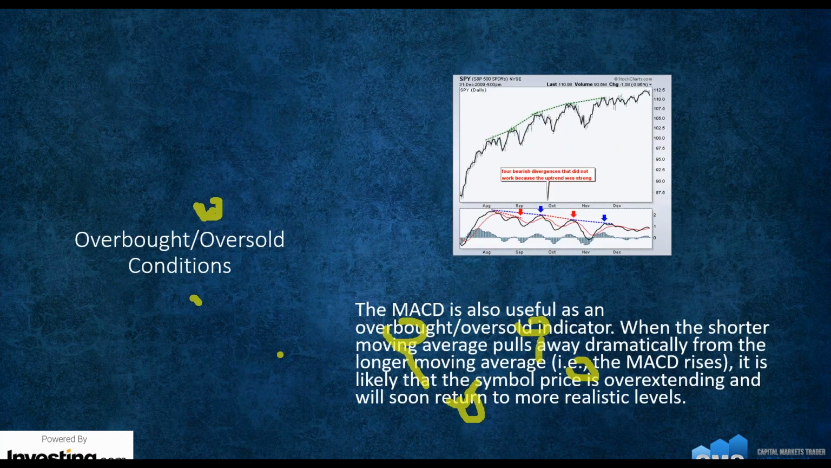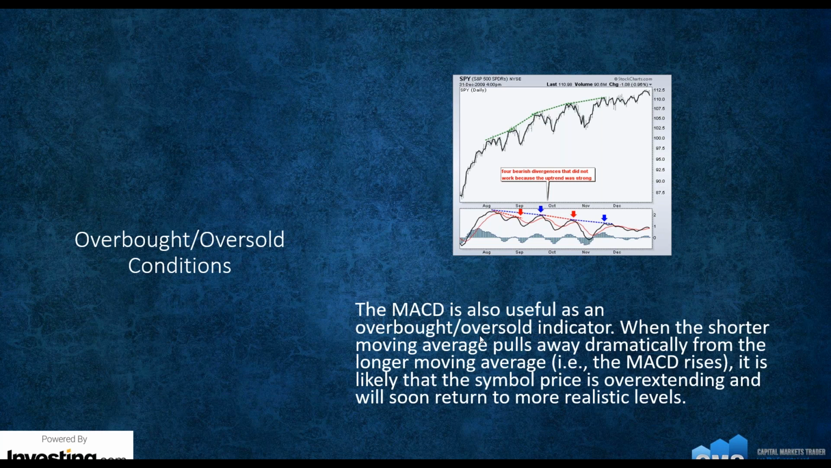The other thing MACD will do is give you overbought and oversold conditions. The MACD is also useful as an overbought and oversold indicator. When the shorter moving average pulls away dramatically, and remember, dramatically, from the longer moving average, i.e. the MACD rises, it is likely that the symbol price is overextended and will soon return to more realistic prices. So when you see a huge mountain or peak, or a valley, imagine it's that Hawaii volcano. It's telling you the markets are overbought or oversold.